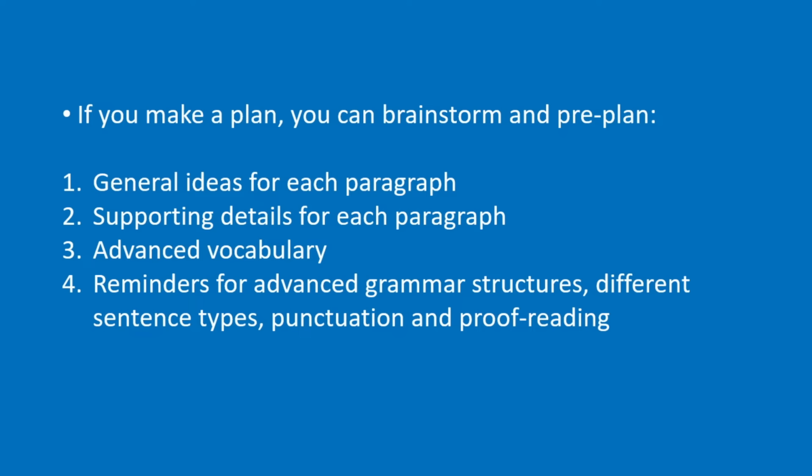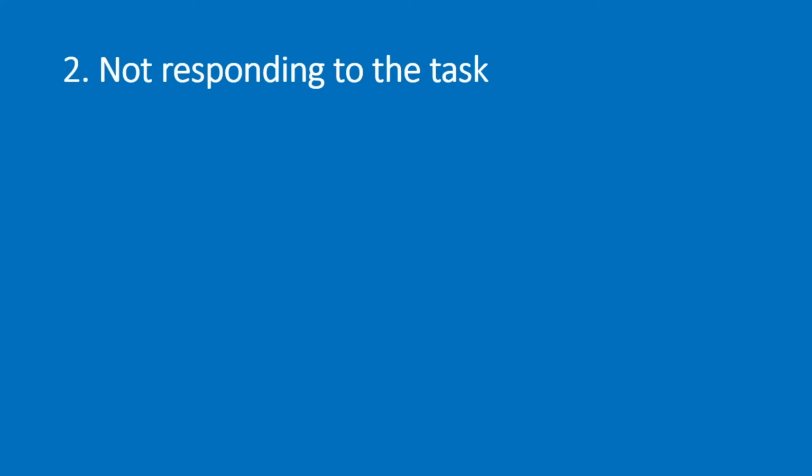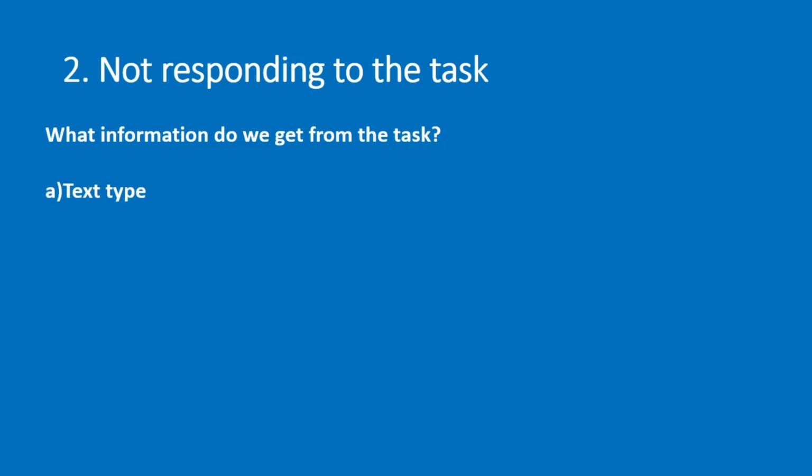The next common mistake is not responding to the task. To understand what this means, first we must realize that every writing task in the AS level exam gives you information about what text type you're required to write, what audience you're writing for, what the purpose of your writing is, and what topic you're writing about, and what to focus on within that topic. And students tend to make all kinds of mistakes related to all these elements.